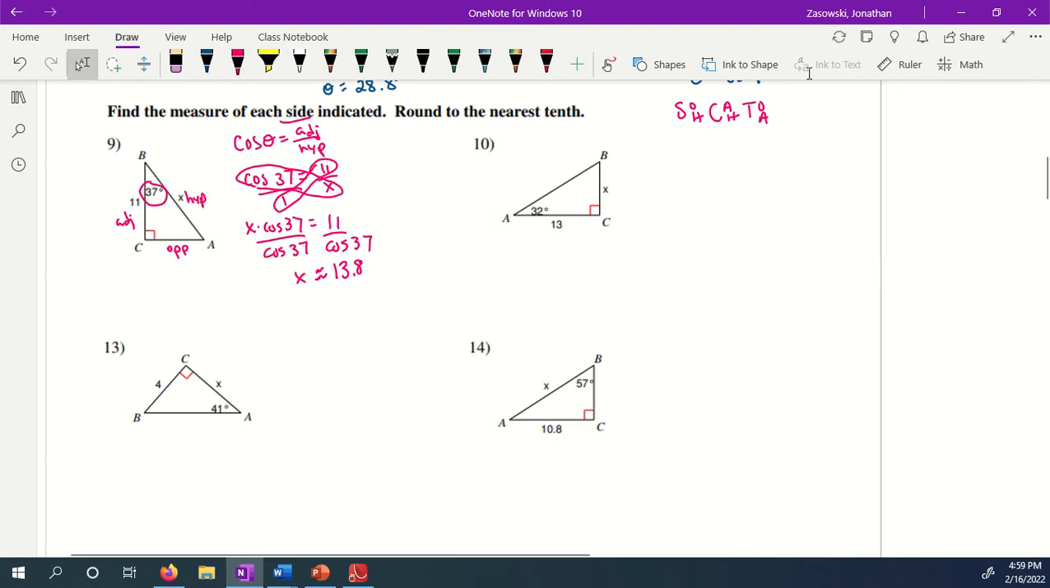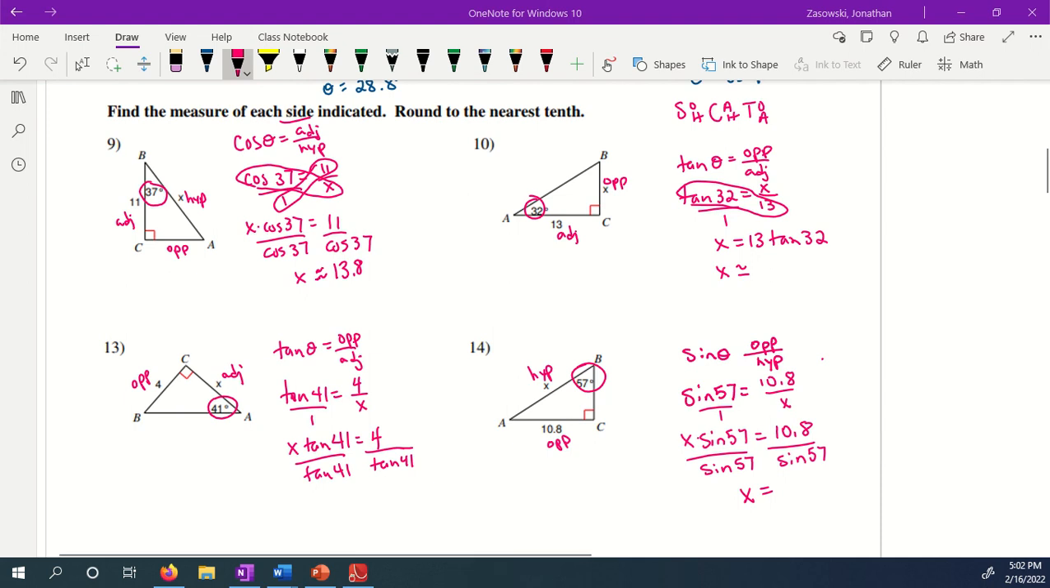Okay, see if you guys can go about setting up the ratios for 10, 13, and 14. Apparently we're hating on 11 and 12 here, but that's okay. All right, so for number 10, hopefully you notice we're using opposite and adjacent, so we're going to do the tangent of our angle. So tangent of 32 is equal to the x opposite over the adjacent 13. Cross multiply here to get 13 times the tangent of 32, and then you're going to type this right into your calculator. It's 8.1233, so nearest tenth would be 8.1.